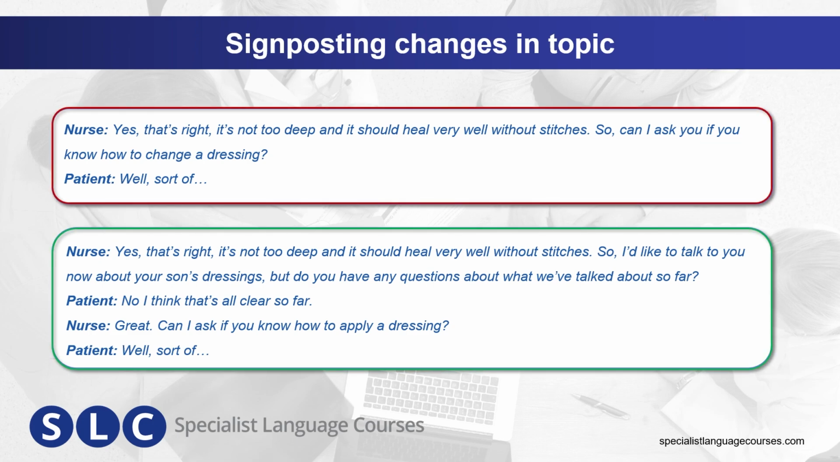In the first example, we can see that there is no warning of a change of conversation, so the listener has to pay more attention to make sure they aren't missing any important information. In the second example, we can see clear signposting, how the listener is guided to what is happening next, and it also makes the conversation more purposeful.